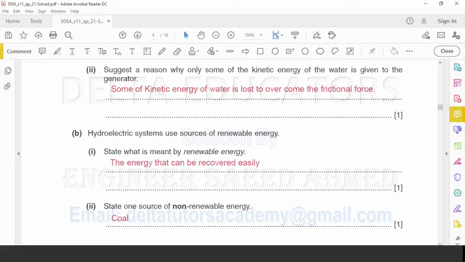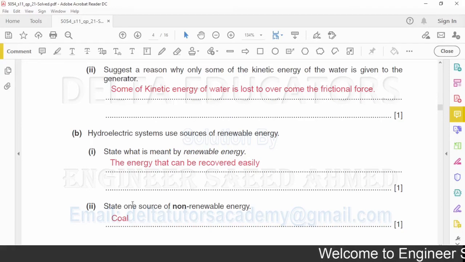Part B. Hydroelectric system use sources of renewable energy. Number 1. State what is meant by renewable energy. We have studied two types of energy resources. One is renewable, second is non-renewable. Non-renewable energies are those that cannot be recovered easily, whereas renewable energies are those that can be recovered easily. It is asked what is meant by renewable energy. So renewable energy means the energy that can be recovered easily.